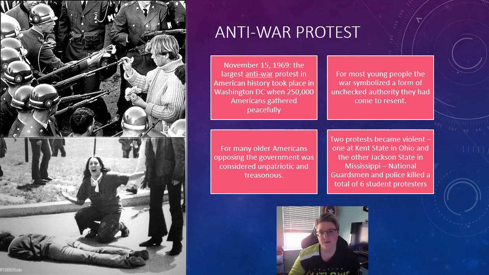Anyways, protests on college campuses continued across America. But there are two protests in particular that just became violent. One of those protests was at Kent State in Ohio, and the other one was at Jackson State in Mississippi. Now, National Guardsmen and police were on site, and they felt overwhelmed by the crowd surging, and they actually fired into the crowd, and they killed 6 student protesters who were unarmed. And this was a huge deal. It was a really, really big deal.